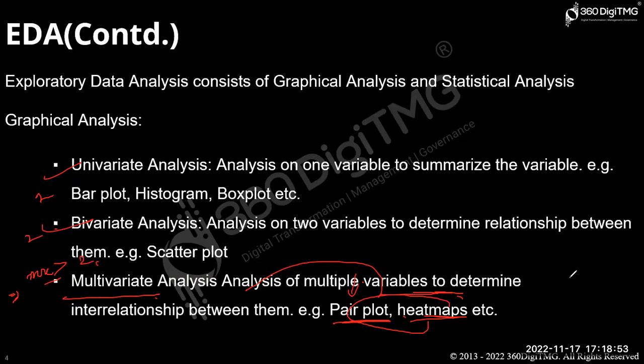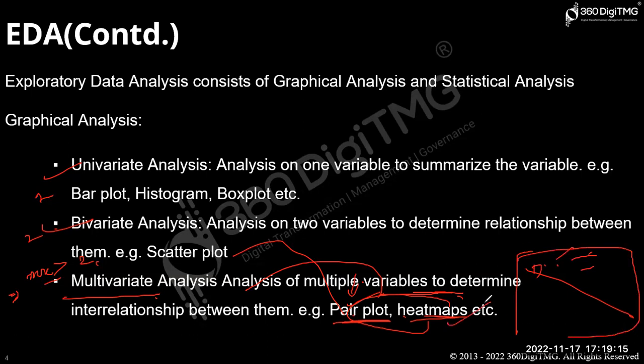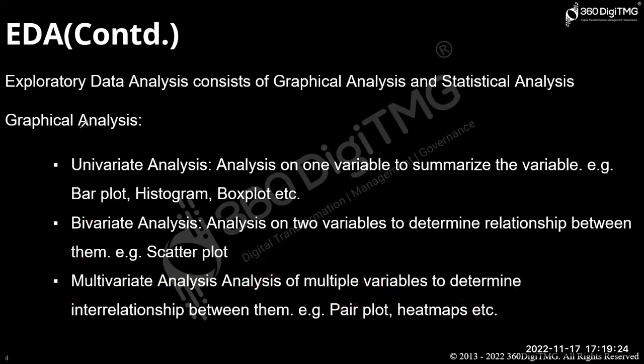Pair plot and heat map are the examples of multivariate analysis. Normally when you go with a pair plot, you will be having both histogram as well as correlation. It's kind of a mix of histogram plus scatter plot. In the diagonal, we get the histogram of each feature, and then we get the scatter plots. So that is a pair plot, and then we will be having heat maps, to show how variables are related. So these are EDA and the graphical analysis. What graphical analysis will we be having? Univariate, bivariate, and multivariate.